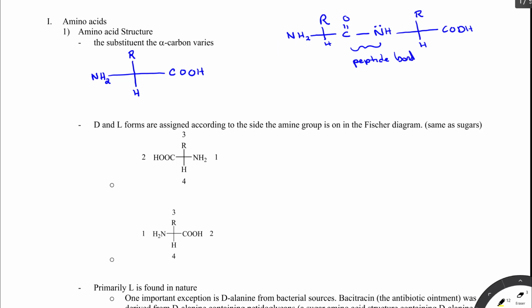But anytime you get two or more amino acids bound together, that's what we know as a peptide or a polypeptide. A polypeptide would be many, many amino acids strung together. And then a dipeptide, which is what this is, would have two of them stuck together. So it follows the same terminology that we would for sugars.